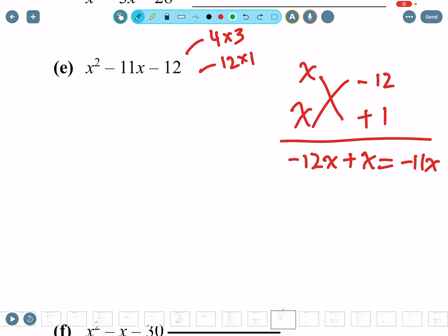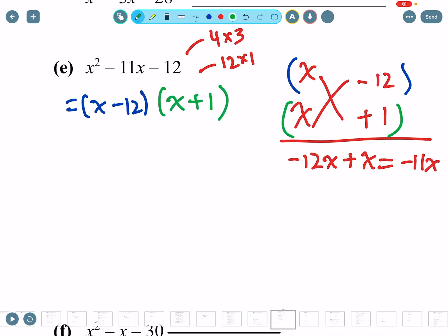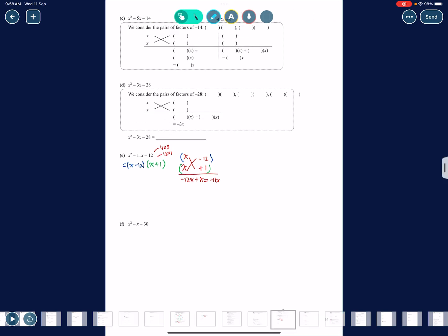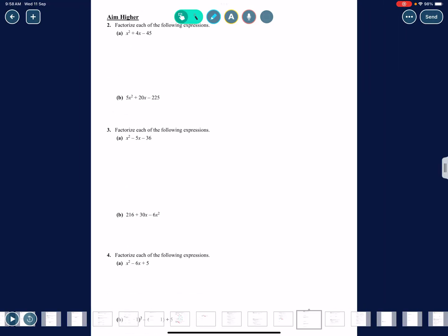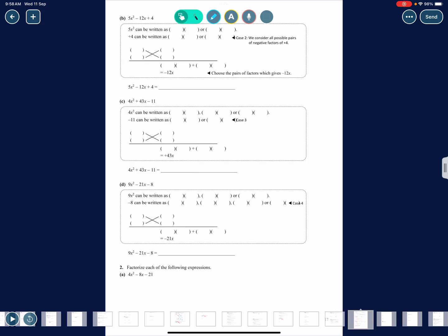So the combination is x minus 12 and x plus 1. So that's how you do this. Now that's that. And then these are more difficult. Let's do a very difficult one.